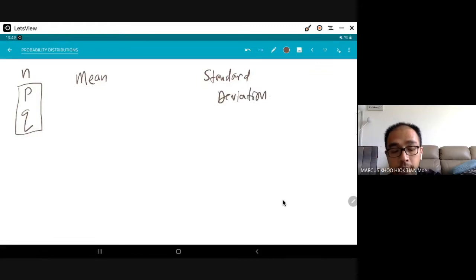Okay, and this is probably the easiest formula for mean and standard deviation. Cuma jangan keliru dengan mean dan standard deviation yang kamu belajar tahun lepas dalam bab statistik. Statistik is a different story daripada binomial distribution. Ini adalah mean untuk binomial distribution.